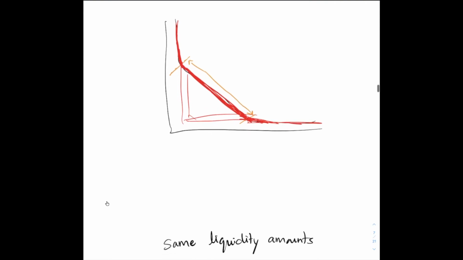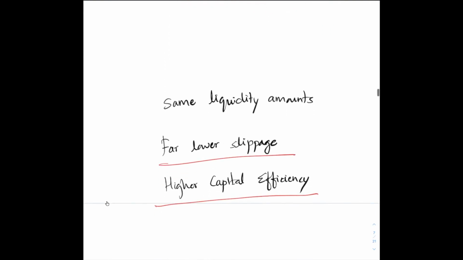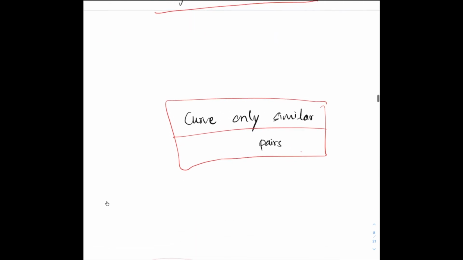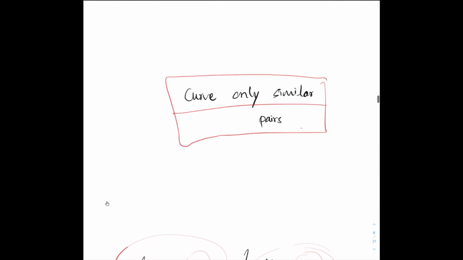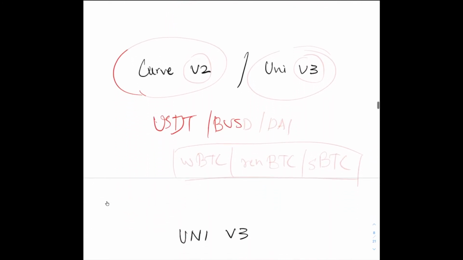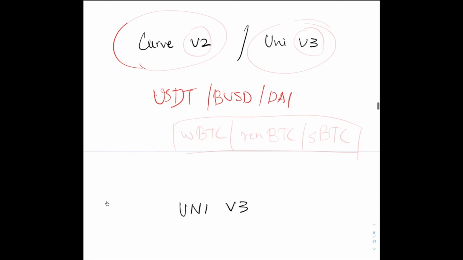The issue with Curve, or it's not an issue, it's really a feature, is that it only allows trading with similar asset pairs. So it allows you USDT, BUSD, DAI, etc. Or it can allow you WBTC, RENBTC, SBTC, etc., which are all inherently equal.